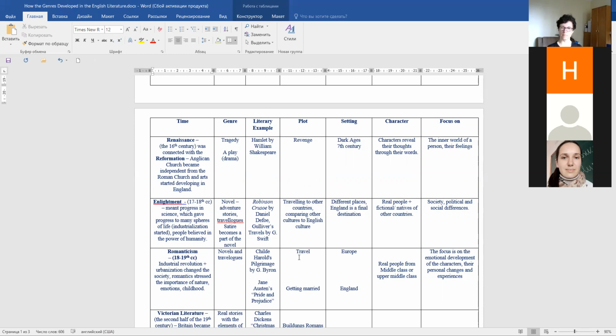A literary example: Robinson Crusoe by Daniel Defoe, and Gulliver's Travels.